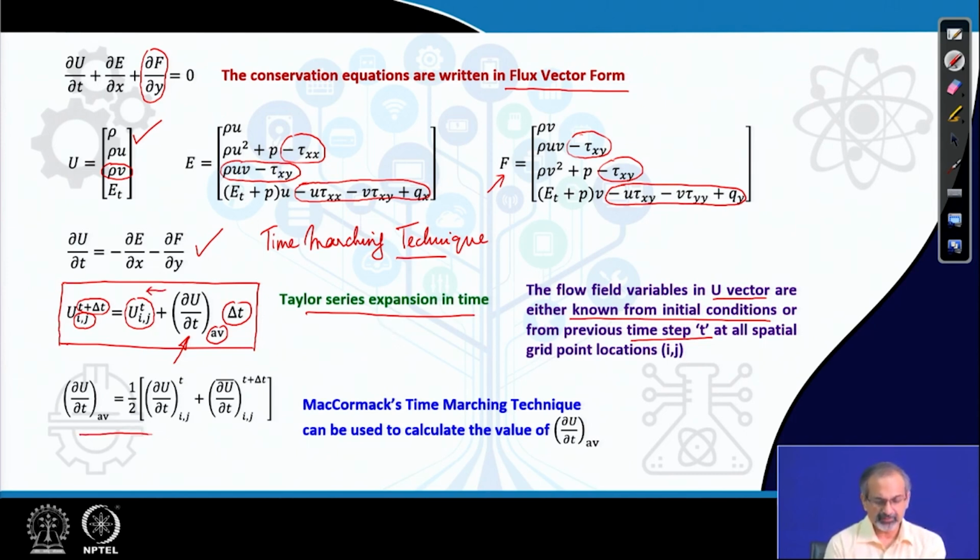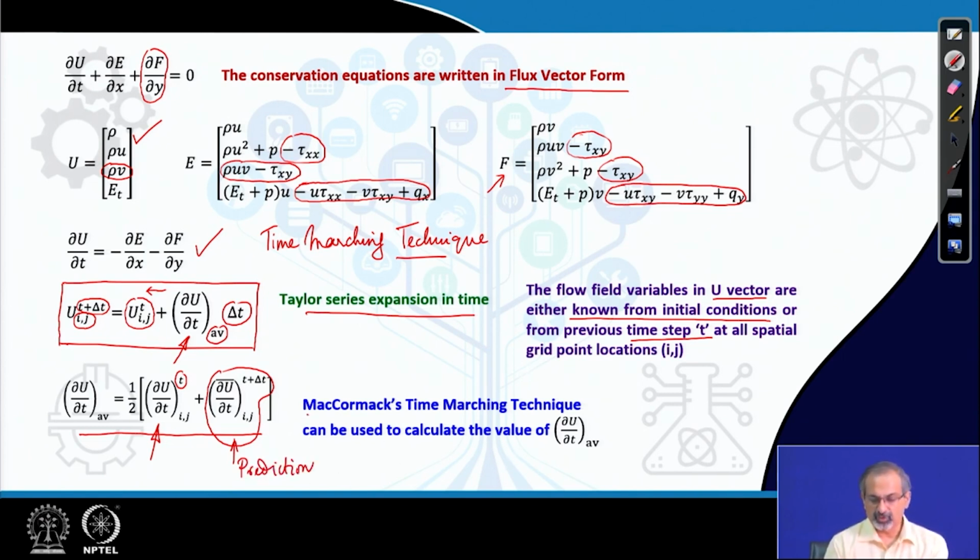How do we define the average value of del U del t? We mark it like this. We try to take an arithmetic average of del U del t that we assess at the time t, and then we have another assessment of del U del t, which is what we call a prediction, which we will discuss in due course.